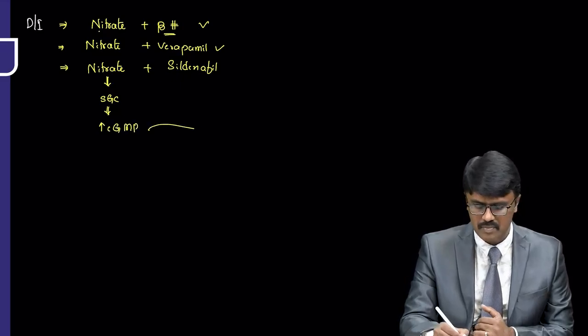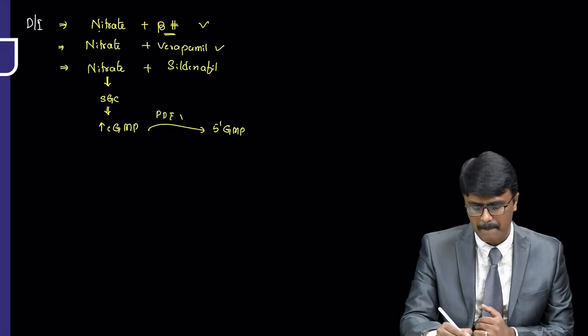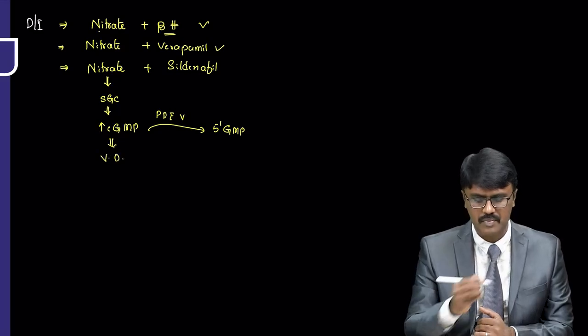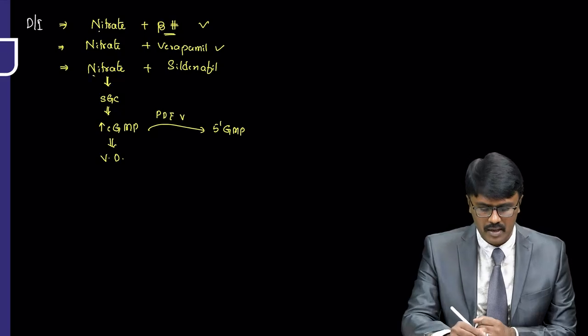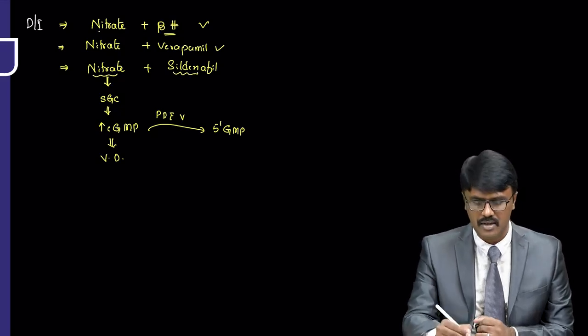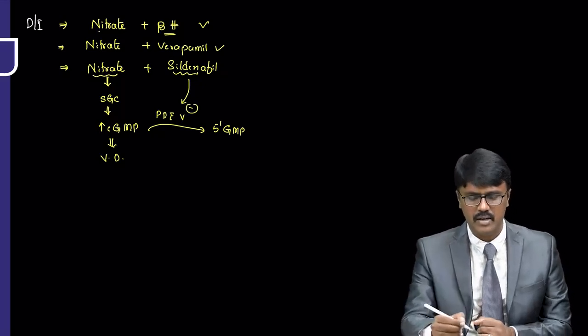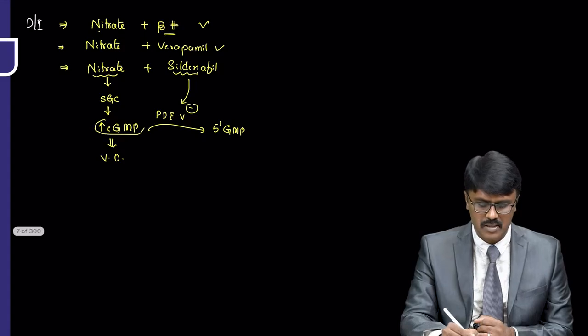And we know that cyclic GMP is broken down into 5-GMP by the enzyme phosphodiesterase 5. Now, this is responsible for vasodilation. Now, what happens when I combine nitrate and sildenafil together? Sildenafil is going to inhibit phosphodiesterase 5. So, when we give them together, there is so much increase in cyclic GMP.